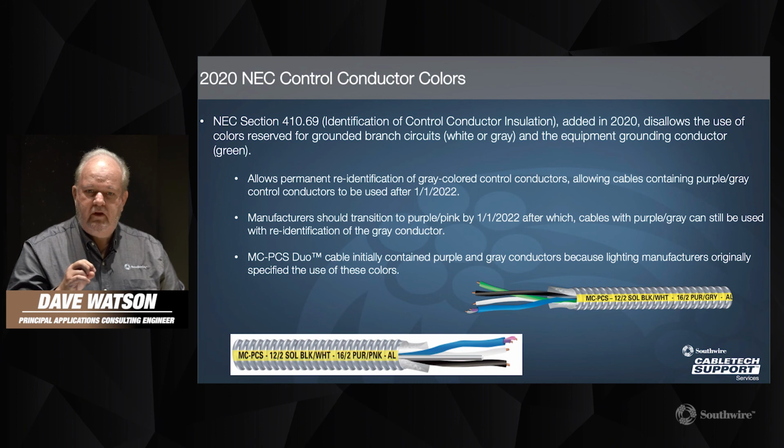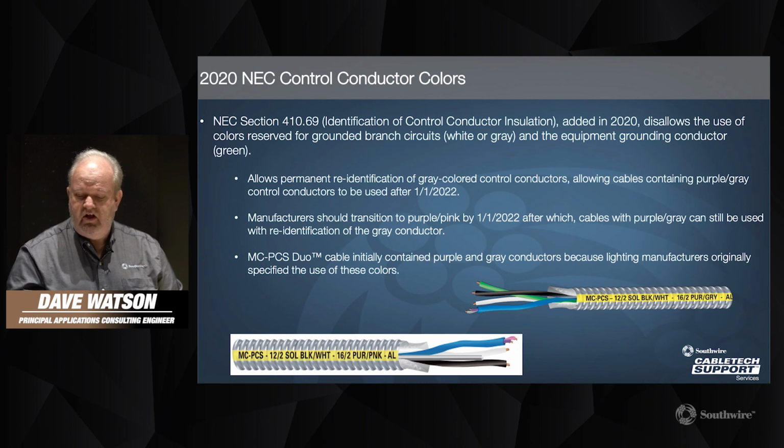The gray and purple colors were chosen by the lighting industry a long time ago for the control application. So the NEC wanted to address this by requiring that the gray conductor be changed to a different color. But in doing so, the NEC allows permanent re-identification of that gray conductor. That way, the older cables that were produced with purple and gray control conductors can still be used after January 1st of this year, 2022. So the intention was that the manufacturers would transition away from purple and gray conductors to purple and pink conductors by January 1st of this year.